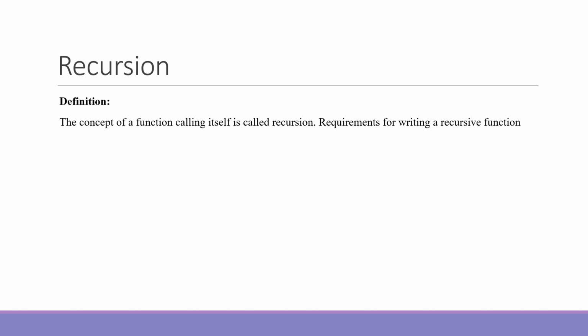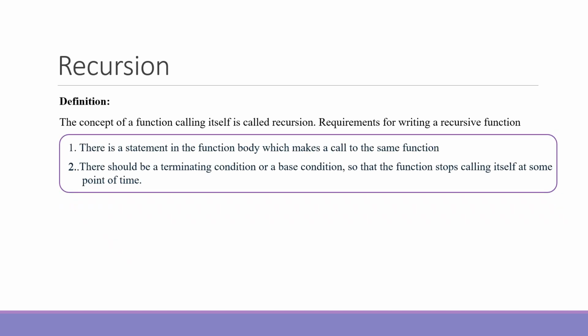To write a recursive function, there are two important rules to follow. First, there is a statement in the function body which makes a call to the same function. Second, and most importantly, there should be a terminating condition or a base condition so that the function stops calling itself at some point of time.